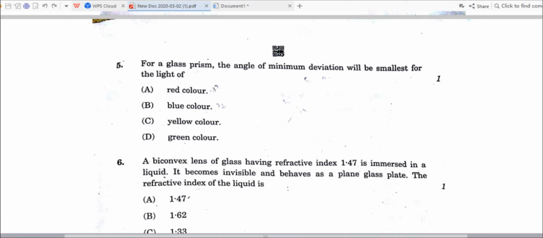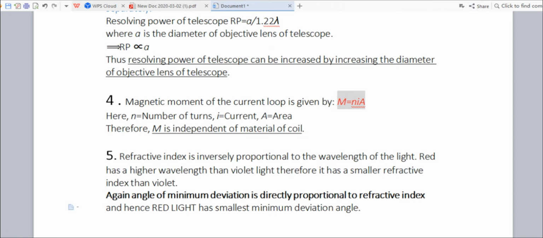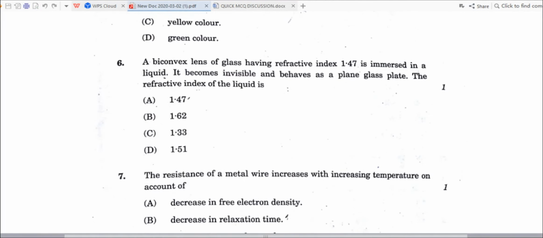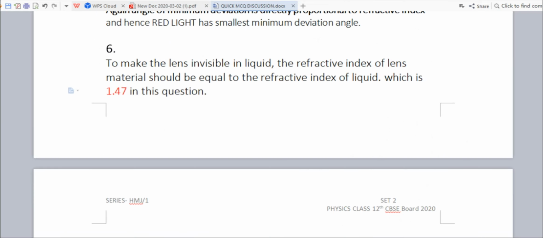Fifth is for a glass prism, the angle of minimum deviation will be smallest for. To answer this question, we know that red light has the minimum refractive index, and we know that minimum deviation is directly proportional to refractive index. Therefore, red light has the smallest minimum deviation angle. Then question number 6. Oh, free marks. It's a quite common question. Everybody knows the answer, it's 1.47. I don't need to show you this solution.